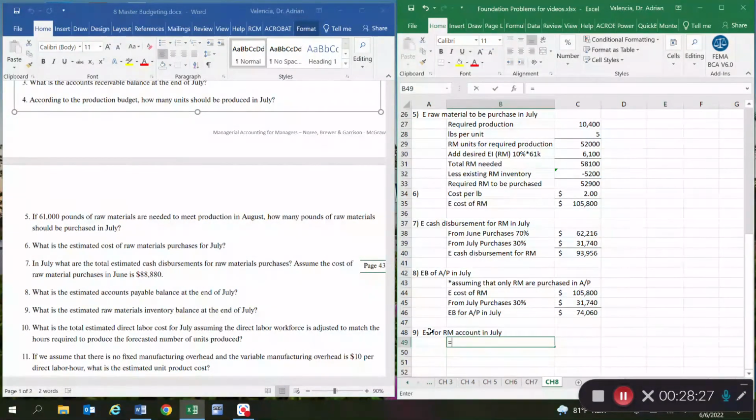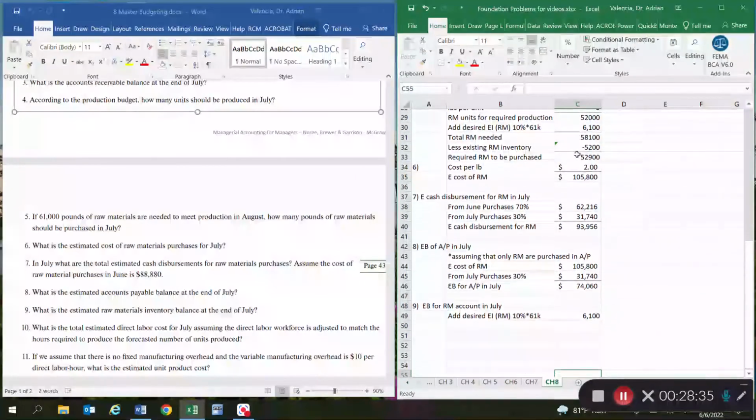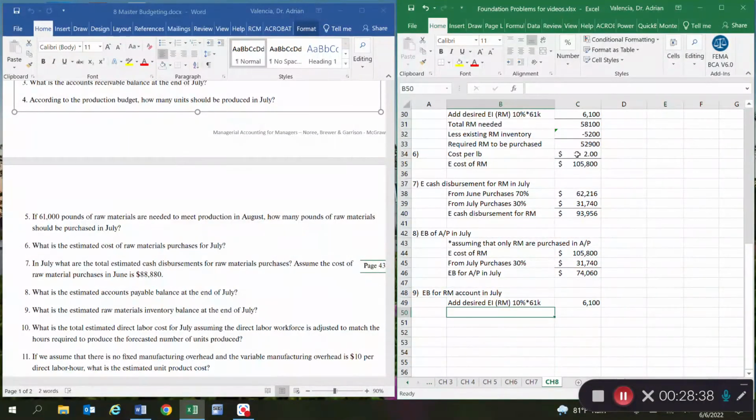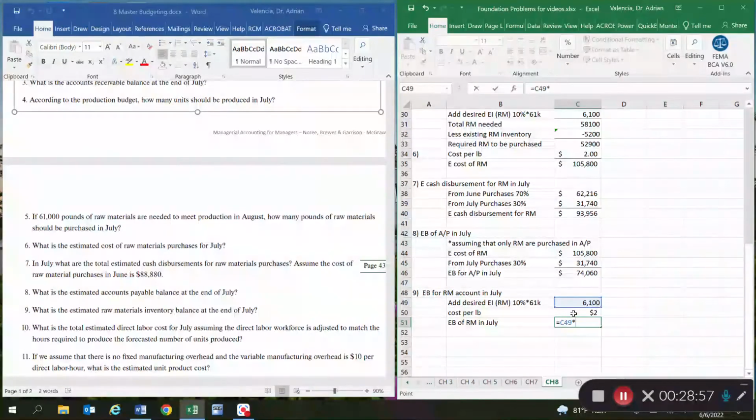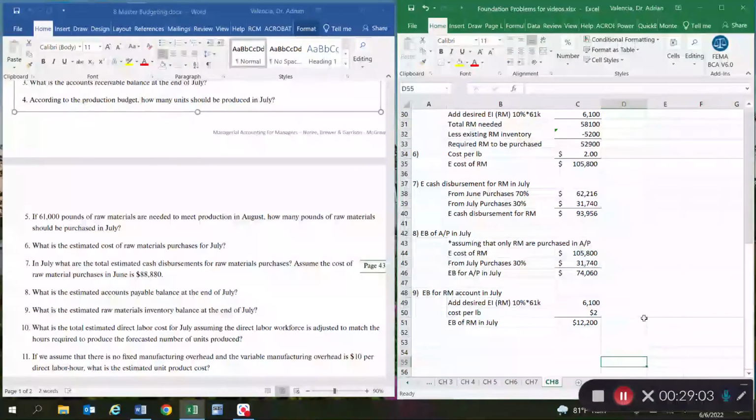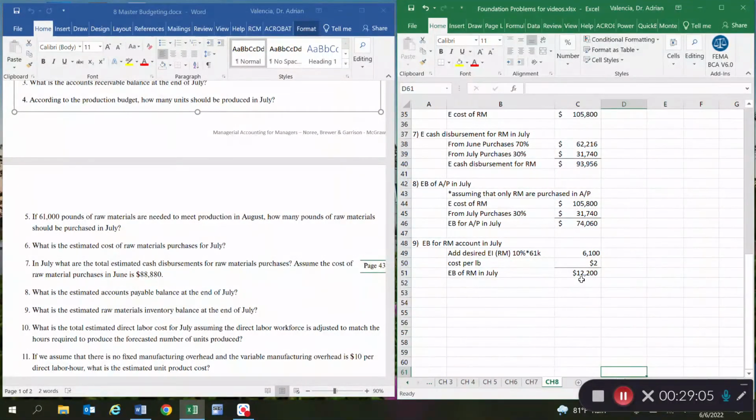Okay, so I'm going to copy this. We wanted this to be extra, right? We wanted that 61,000 to exist at the end of the period. So that's what will be left if expectations work out perfectly, right? And then the cost per pound we said was $2. So the ending balance of raw materials in July is going to be the multiplication of that. We will have 6,100 pounds physically in inventory left over. At least that's the expectation. And that corresponds to a balance in the account of $12,200.